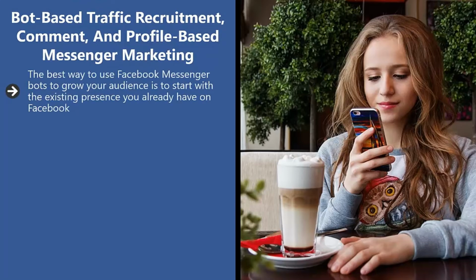The best way to use Facebook Messenger bots to grow your audience is to start with the existing presence you already have on Facebook. This means people must come to you.